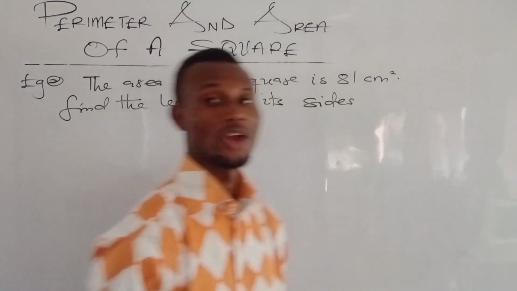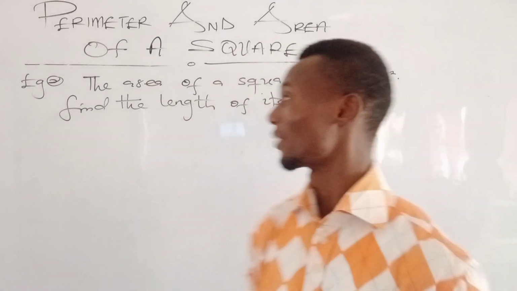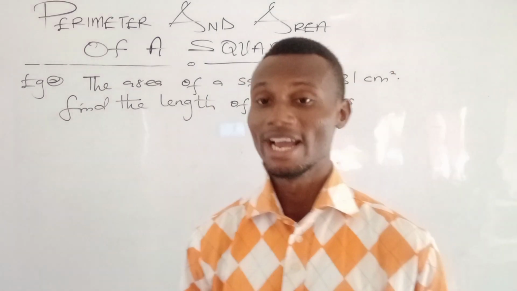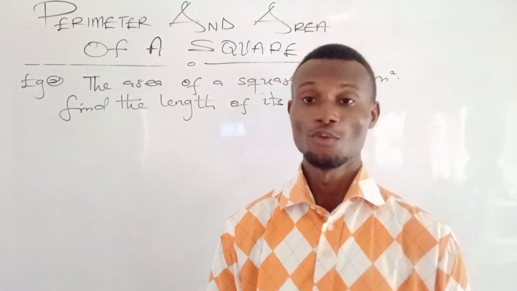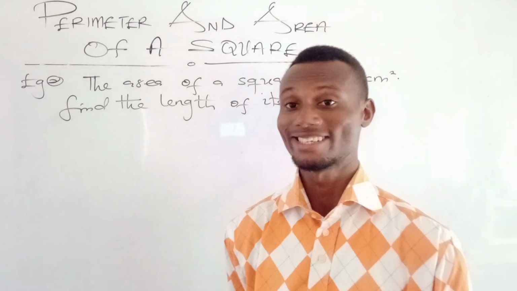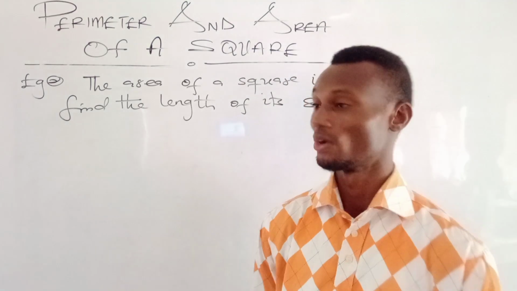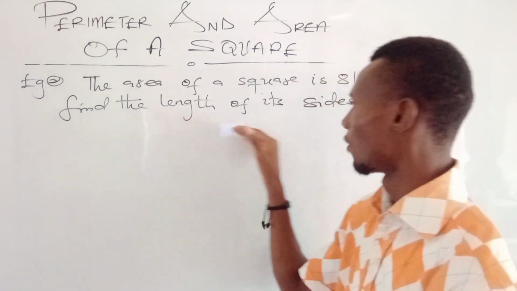So we have been given the area of a square, which is 81 centimeters squared, and we are being asked to find the length of its side. So it means we have to find one of its sides. That's the meaning of it. It says find the length of its sides.